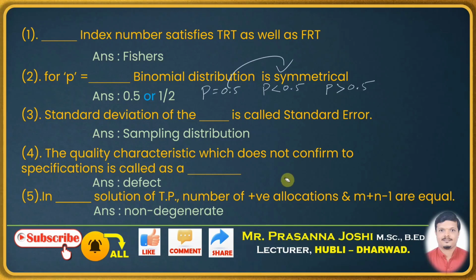If by chance these positive allocations are less than m plus n minus 1, then it will be called as degenerate solution.